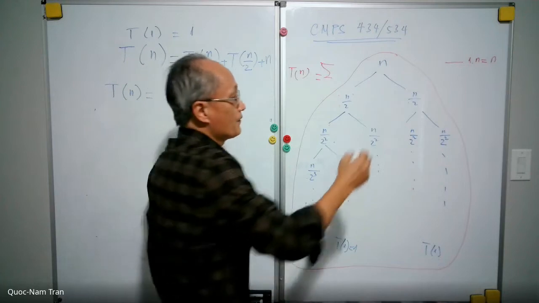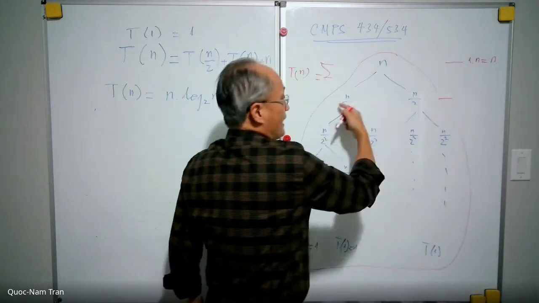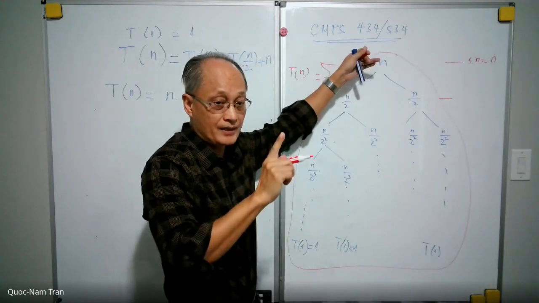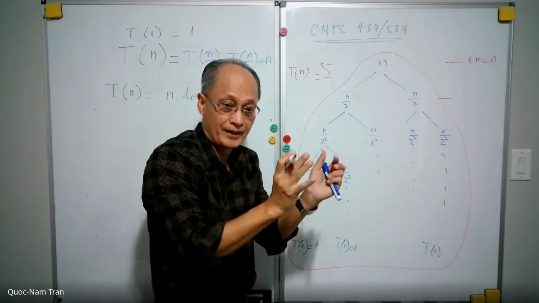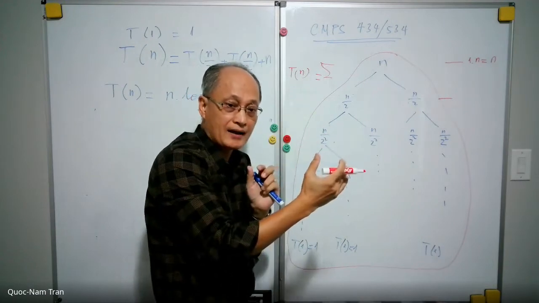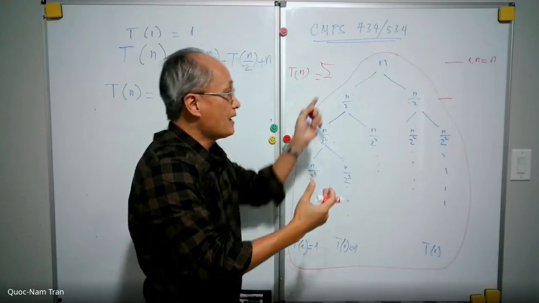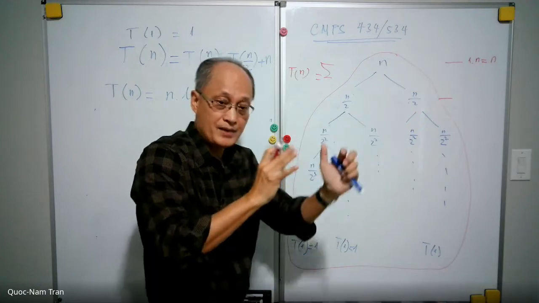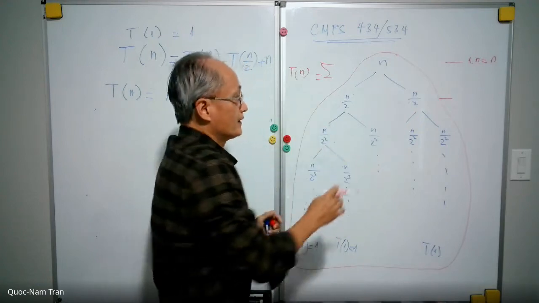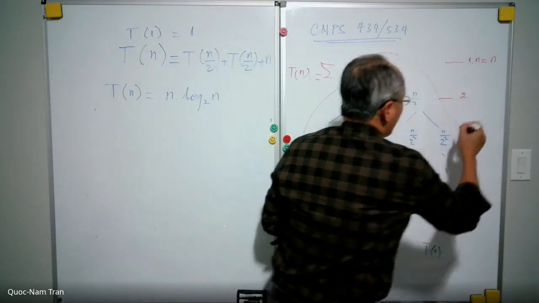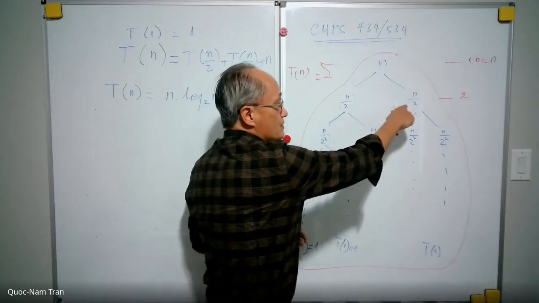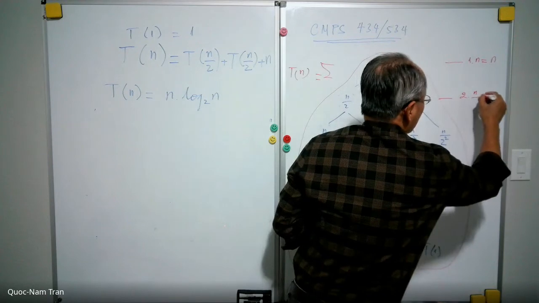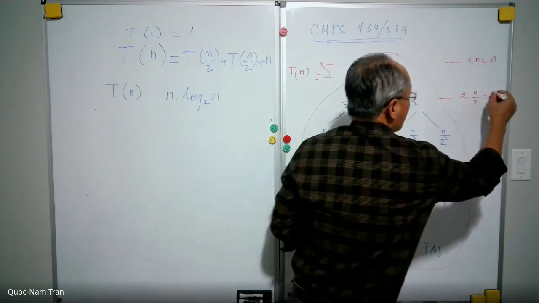For the second row, what do we have? How many elements do we have on the second row? Remember that the first row has one element, meaning that we have an array of n elements. And now we break it into two halves, right? So the number of elements on this row will be 2, right? One big array divided by 2. So we have 2 elements, and every element on this row is n/2, right? So 2 times n/2 is also n.